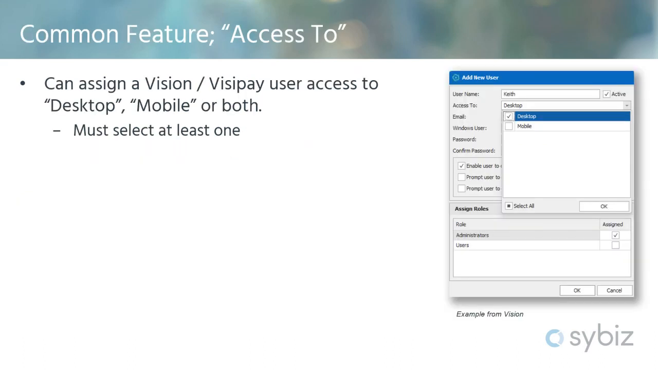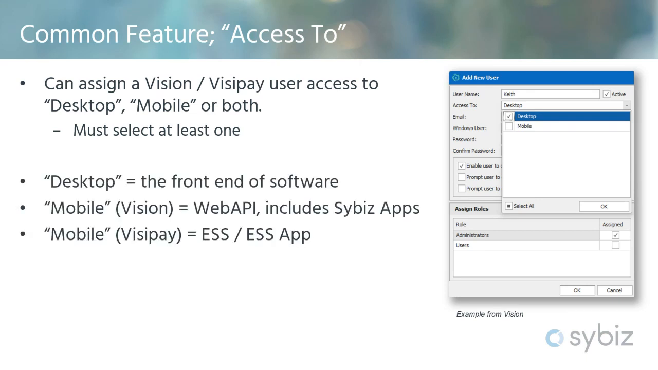Quickly, a little common new feature to both Vision and VisiPay is delineating user access to desktop or mobile. You've got to have at least one. If you do create a user, you obviously can't create a user that can't access anything. That'd be quite pointless. But for example, if you've got someone who you might want to access just ESS for VisiPay, but you don't want them accessing the front end of VisiPay, this is just an easier method instead of having to create a hodgepodge of security rights. You can just say, no, can't log into the desktop. Absolutely not.